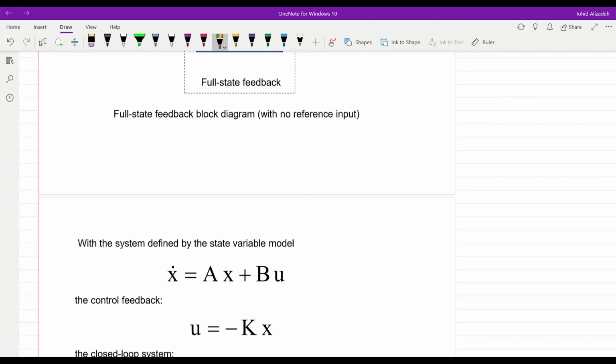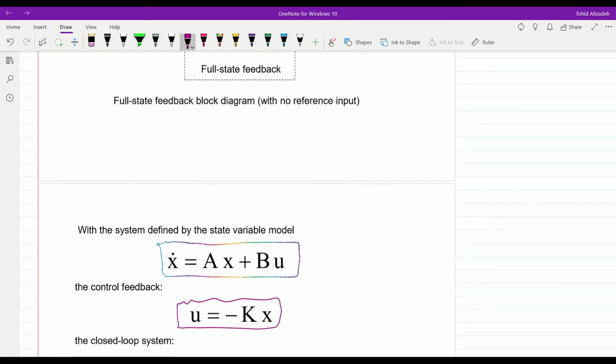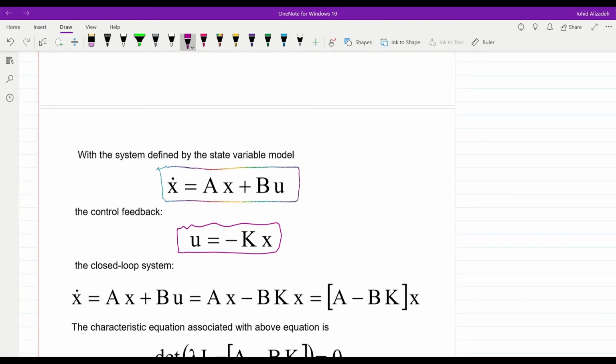x dot is equal to Ax plus Bu. This is what we have for our plant. That's the state space model of our plant. And our control feedback gives us u equal to minus K times x. Now we can replace u with this value. Therefore, we will get x dot equal to A times x plus B times minus Kx. And that's what you see here. And as a result, we will have x dot equal to (A minus B times K) times x.